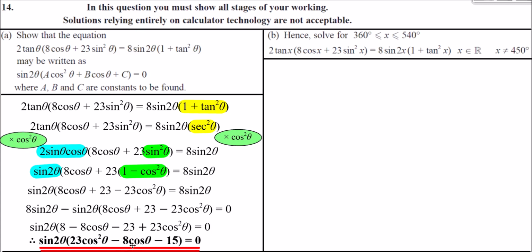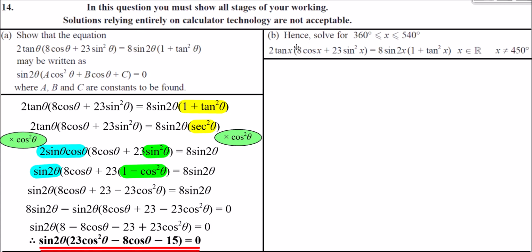Essentially, it's all of this multiplied by negative 1, which still equals 0. So an alternate answer is to leave sine 2 theta positive and multiply the inner bracket by minus 1 and multiply the 0 by minus 1, which of course is 0. So that's part A done.